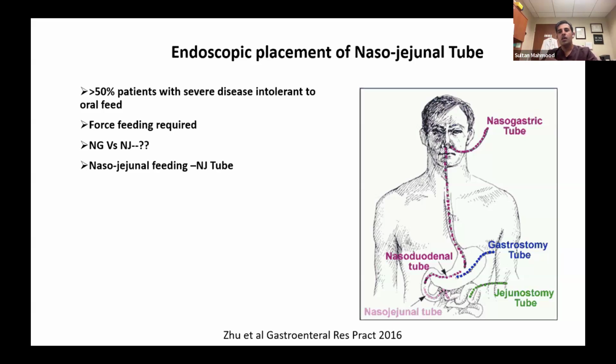We go in from the nose with the ultrasound scope into the jejunum, put a wire in, and over the wire we can place that NJ tube. And some patients who need prolonged pancreatic rest, we can also consider placing a GJ tube, which is also done endoscopically as a prolonged way of providing enteral nutrition while the patient cannot tolerate an oral diet.